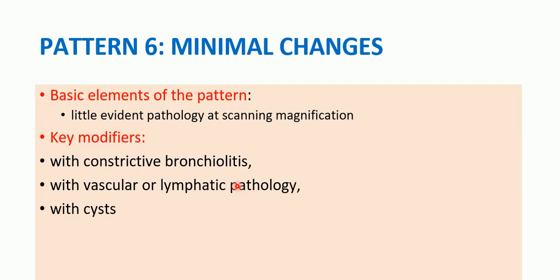Then coming to pattern 6, in which we see a nearly normal lung biopsy on the scanning magnification, the findings are really not in concordance with what the patient is presenting with. So it's pattern 6, which is minimal changes, but we have to go on the high power. The basic element includes little evident pathology at a scanning magnification. However, on high power, we can come across constrictive bronchiolitis, vascular or lymphatic pathology, or even cysts can be observed.